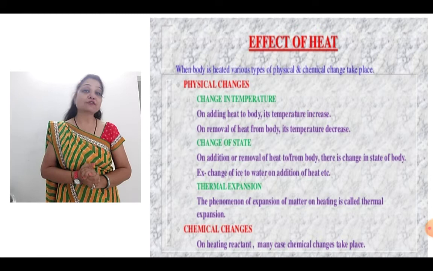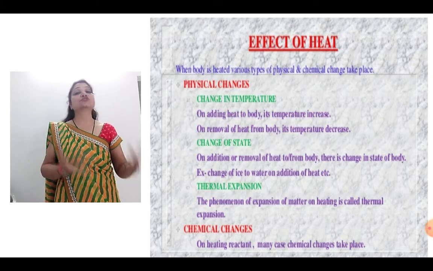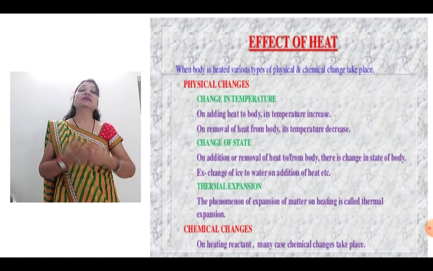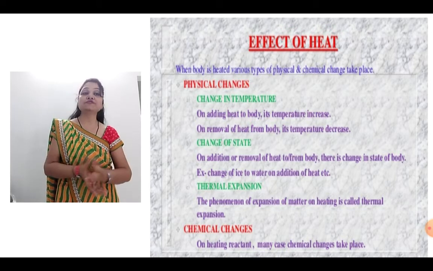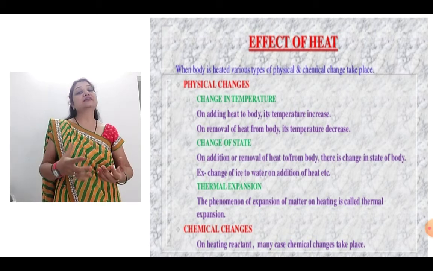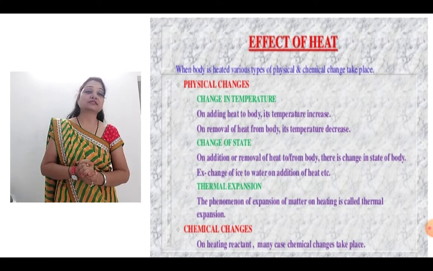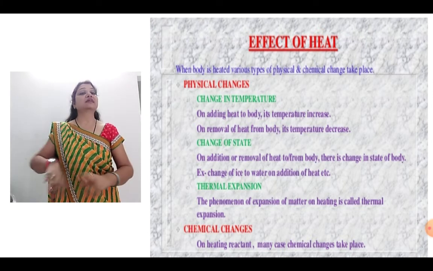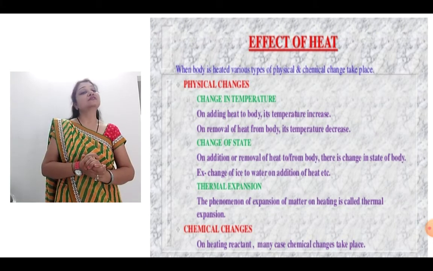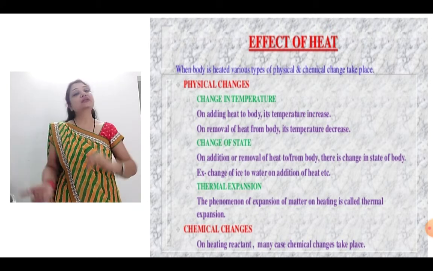Next is the change of state. Again, examples from real life: the ice cream, the ice, the chocolates, all these things. On addition or removal of heat from the body, there is a change in state. Just now I gave you the examples. That is the change of state in ice or chocolate or any other example you can take from your real life. The ice melts into water, the chocolate also liquefies. Okay, so the second type of change is change of state, that is solid state to liquid state.